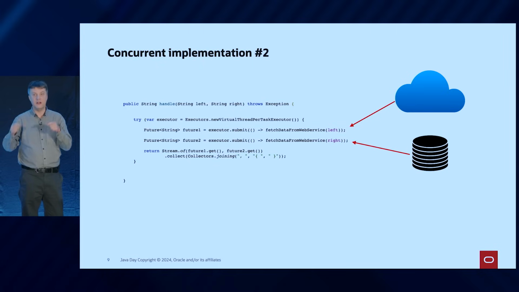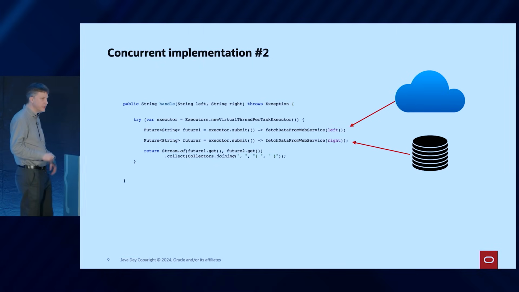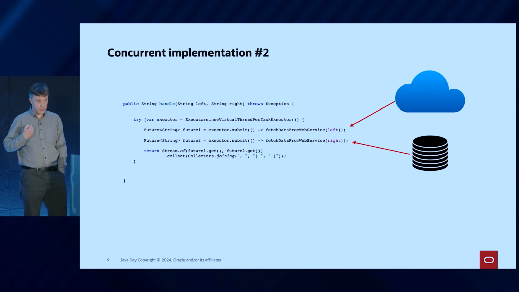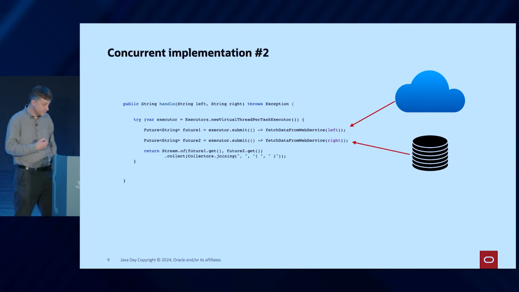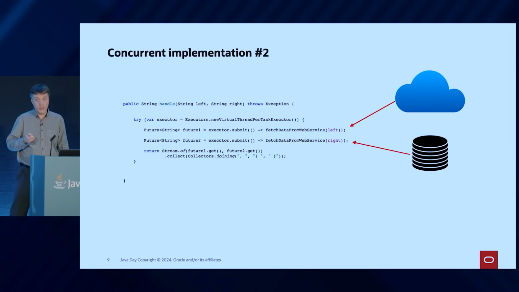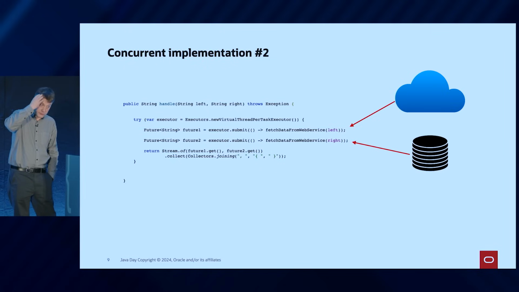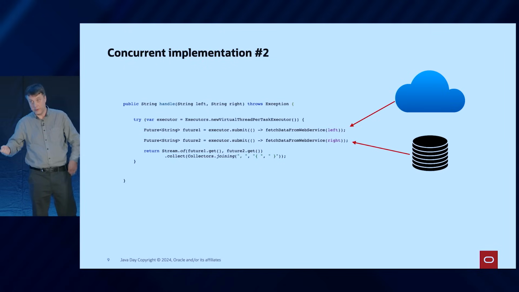If I still have a failure, I'm still waiting for all of the threads to complete. So this is only partially fixing the problems I was talking about. Now I can work on this further, and I can start doing things like, if I get a failure, an exception on get here, I can cancel the other one.